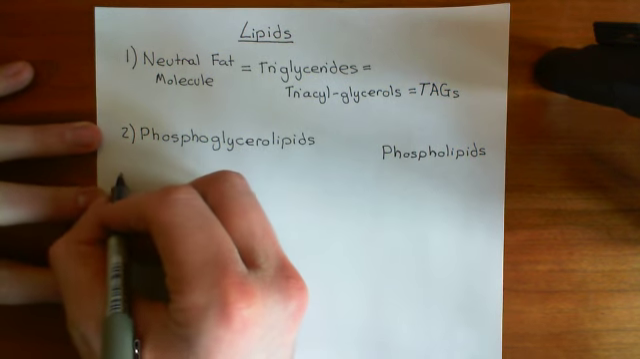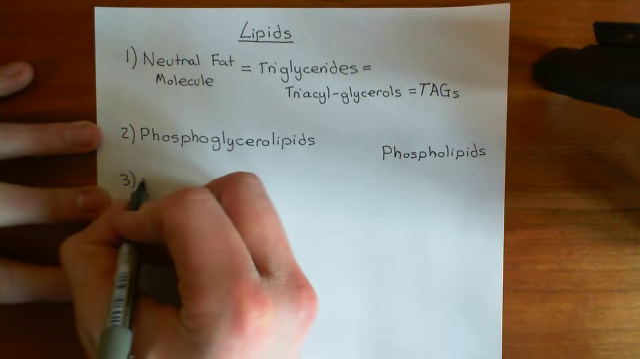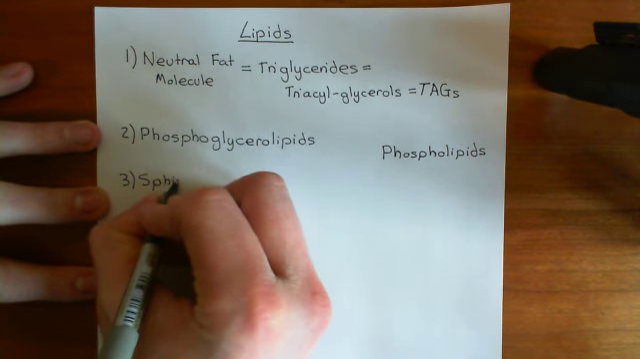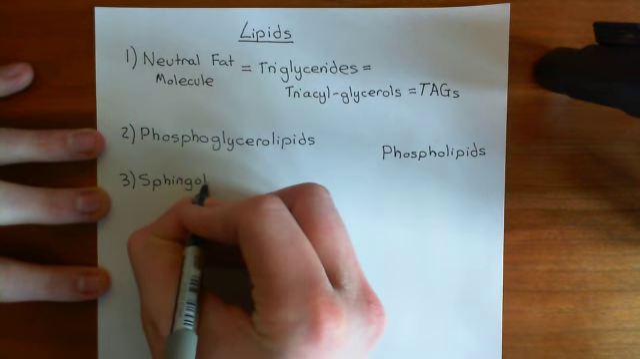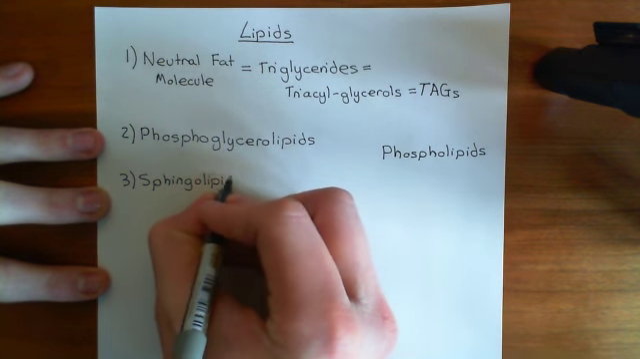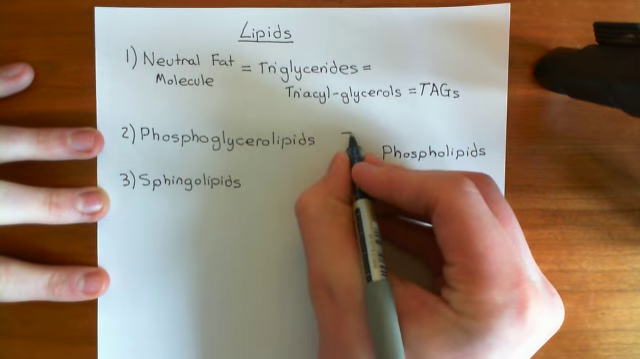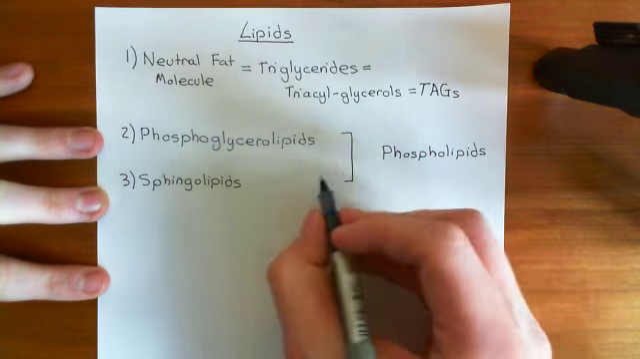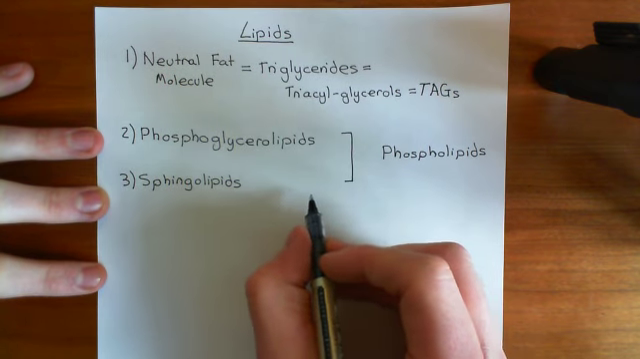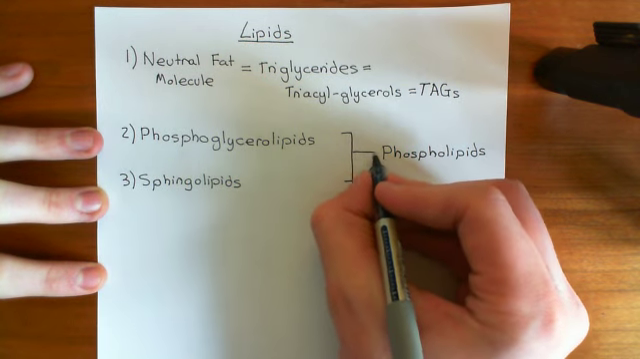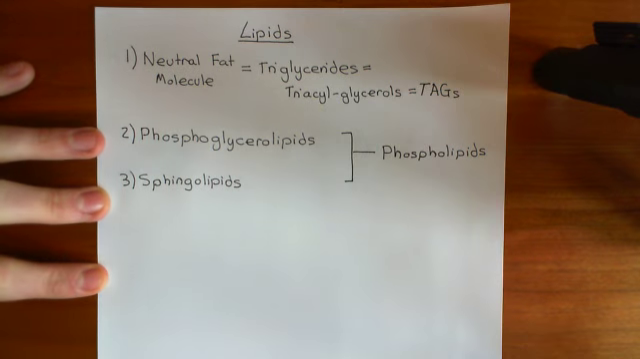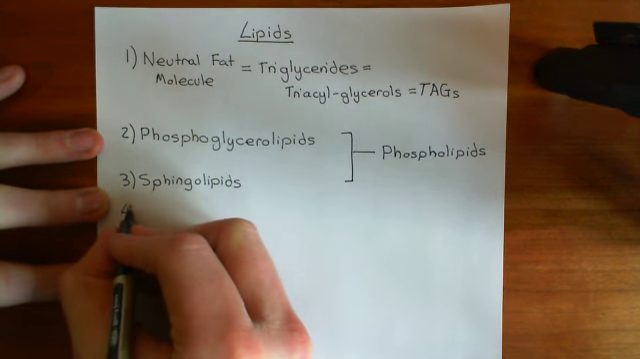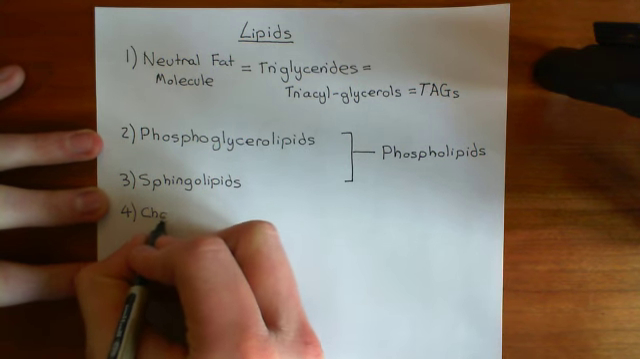Right. So the third form of lipid molecules is what's known as sphingolipids. Now, some of the sphingolipids are actually phospholipids. Not all sphingolipids are phospholipids, but some of them will be. So in fact, the term phospholipid refers to all of the phosphoglycerolipids as well as some of the sphingolipids. And we'll look at that in more detail when we look at the structures of these molecules. And then the final category of lipid molecules is going to be cholesterol.